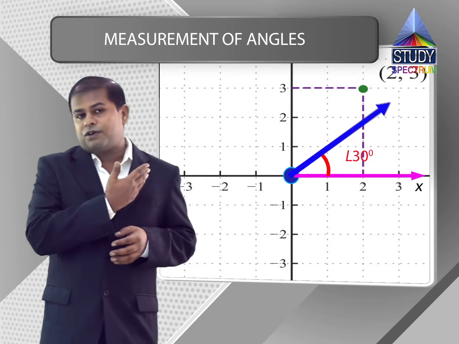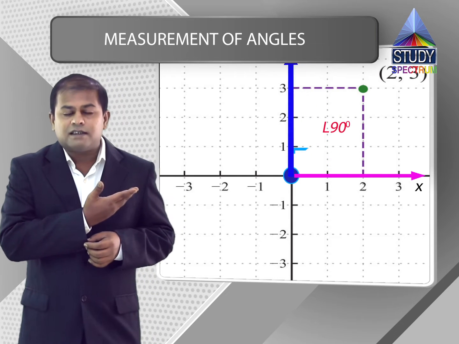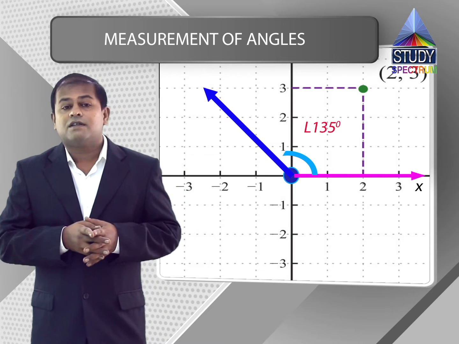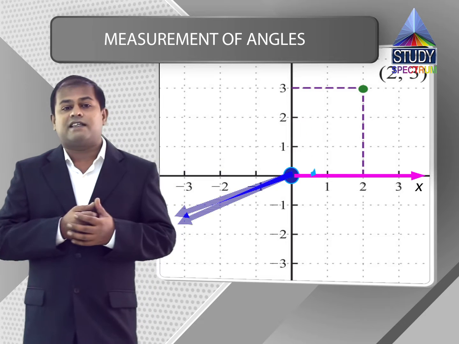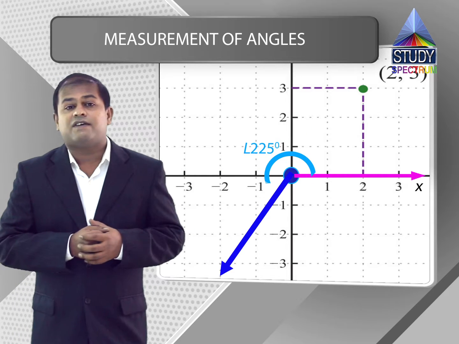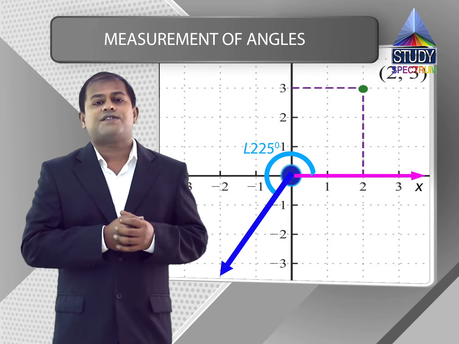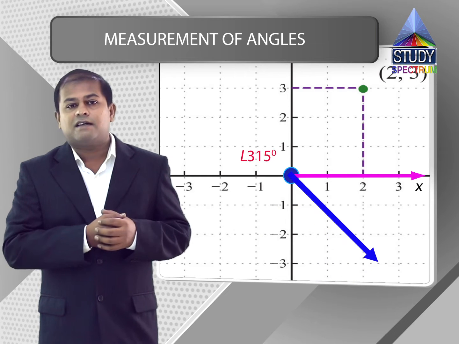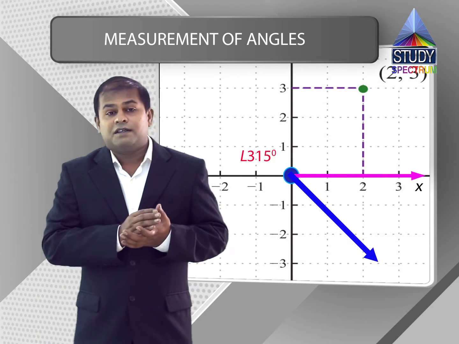So this is 30 degrees in standard position. Similarly, we can show 45 degrees, 90 degrees, 135 degrees, 180 degrees in standard position. You can even show reflex angles. See, 225 degrees, that's a reflex angle, in standard position. 315 degrees was another angle, right? Now here is an important one.